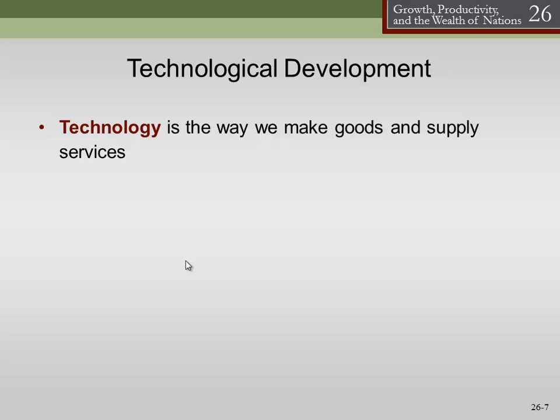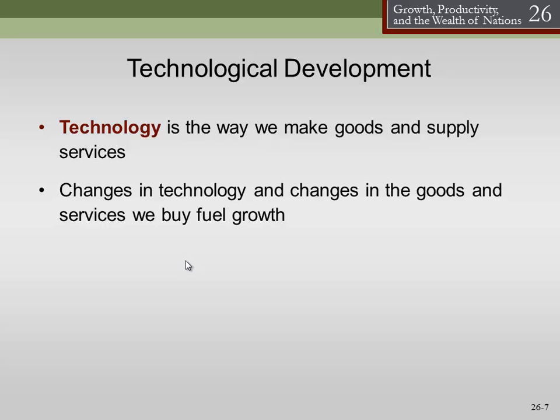Technology. Technology really is kind of the magic bullet that has really helped us overcome a lot of the difficulties that we have seen in the past. So if you look at a graph of economic output of the world, you'll notice basically up until about the Industrial Revolution it stays pretty flat, and then after the Industrial Revolution it explodes. Why? Because of technological innovation. All right? Essentially, technological innovation means we can do more with the same amount of stuff. We can take the same amount of inputs and get more out of it. So changes in technology and changes in the goods and services we buy fuel growth.